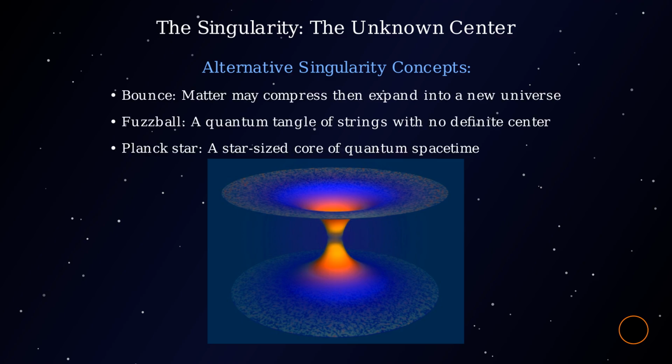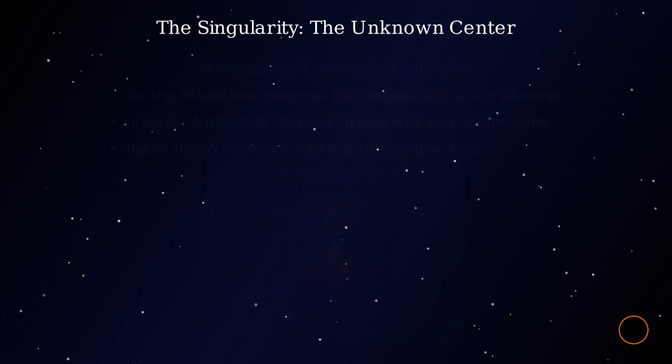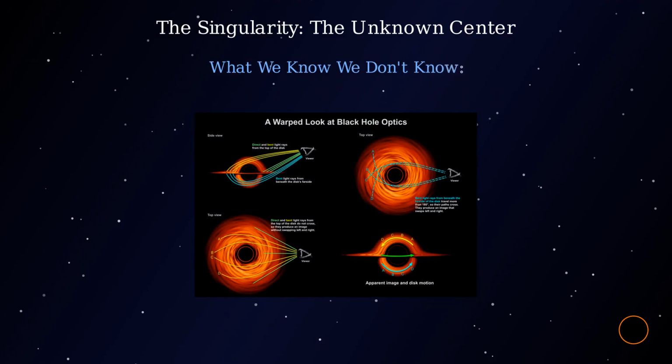Some suggest a bounce, where matter compresses to a point before expanding into a new universe. Others propose a fuzzball of quantum strings, or a Planck star with a core of quantum spacetime. While we can mathematically define the singularity and visualize its effects, its true nature remains one of the greatest mysteries in physics, a place where our current theories of spacetime simply cannot go.